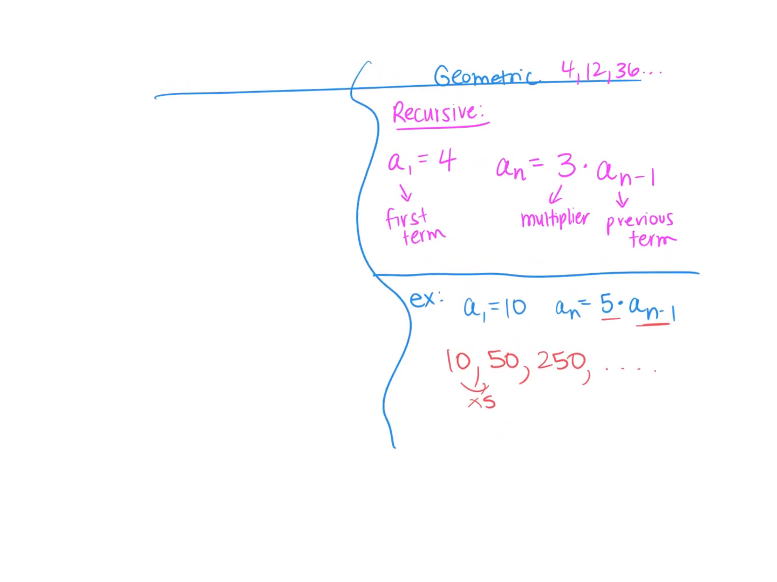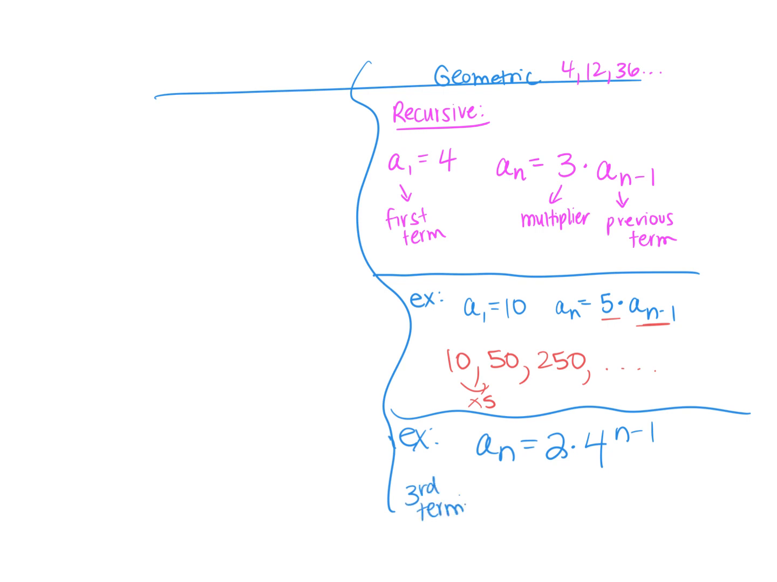So below there now, let's do another example. And this time, I'll give you an explicit rule for it. So I might give you this: a to the n equals 2 times 4 to the n minus 1. And I say, hey, could you find the third term using that rule? Okay, so I've got my rule. I want to find the third term. So all I have to do is plug in a 3 where the n is. So 3 minus 1 is 2. So I end up with 2 times 4 squared. Well, 4 squared is 16 times 2 is 32. And there is my third term.